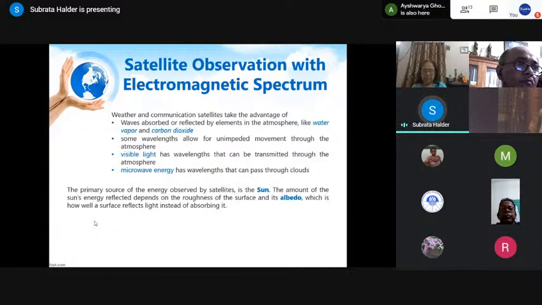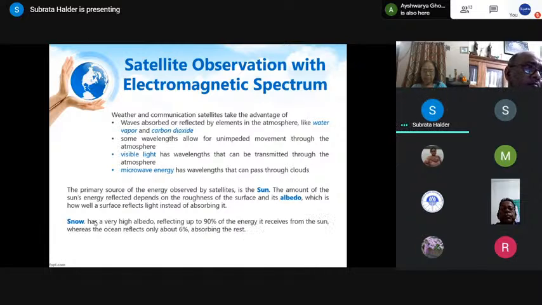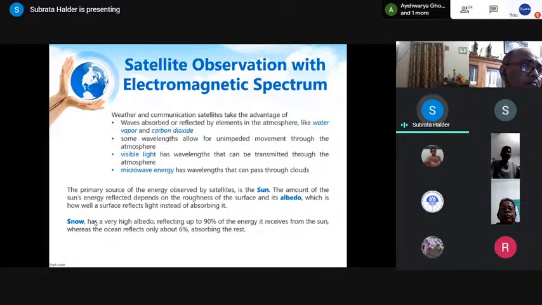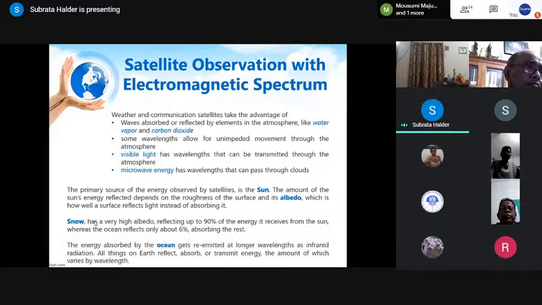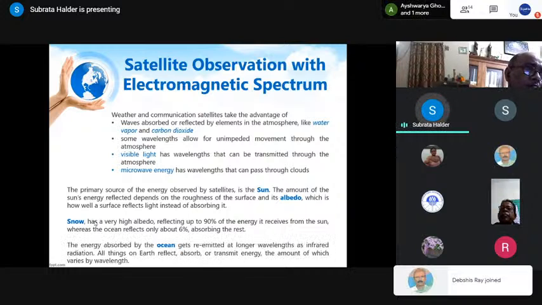The primary source of energy observed by satellites is the sun. The amount of the sun's energy reflected depends on the roughness of the surface and its albedo, which is how well a surface reflects light instead of absorbing it. Snow has a very high albedo, reflecting up to 90% of the energy it receives from the sun, whereas the ocean reflects only about 6%, absorbing the rest. The energy absorbed by the ocean gets re-emitted at longer wavelengths as infrared radiation.